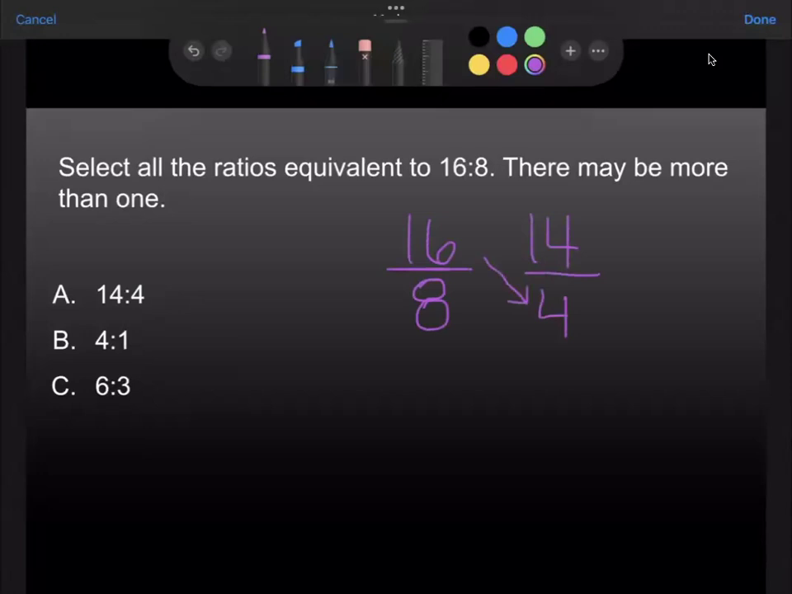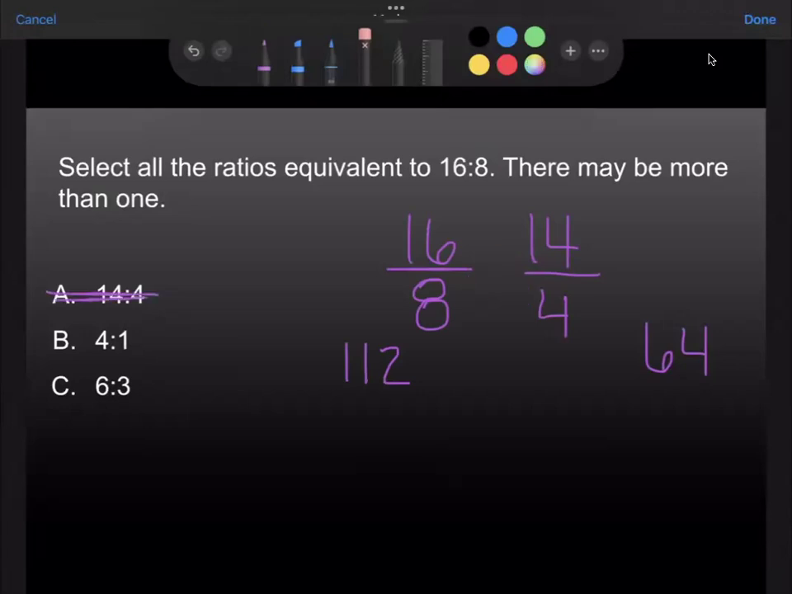First, I'll start by multiplying 16 times 4. So 16 times 4 ends up being 64. And then I'm going to end up multiplying 14 times 8, which gives me 112. So since these are different numbers, I know that these two ratios are not equivalent. So I'm going to cross off this choice right here.